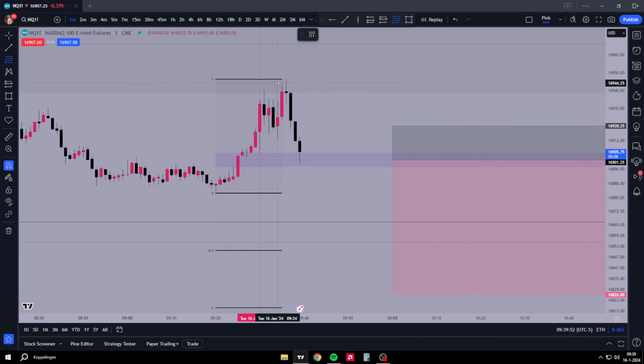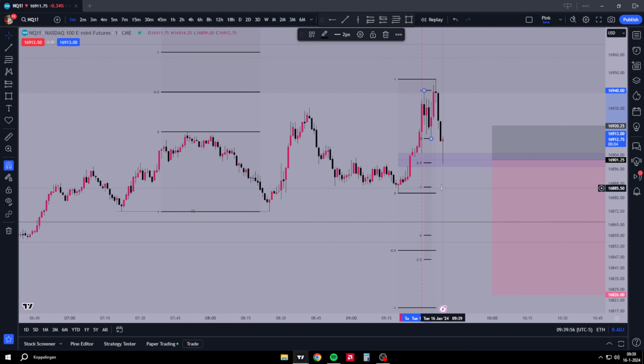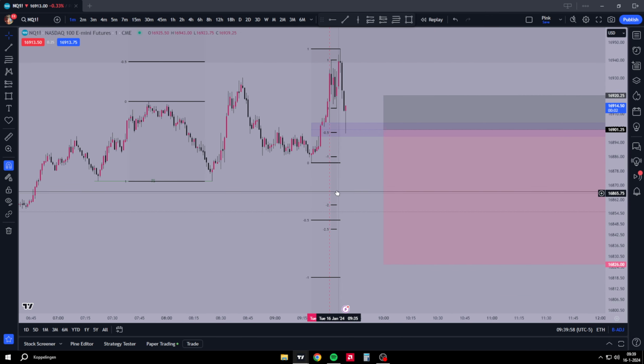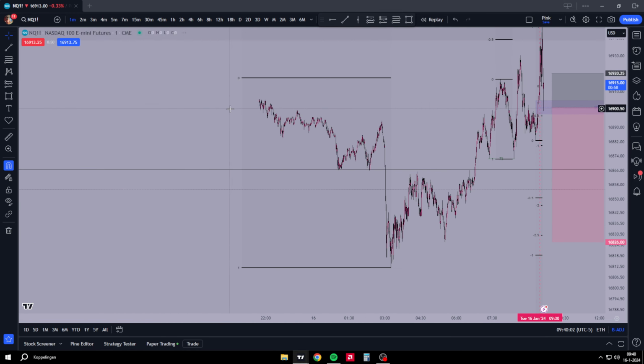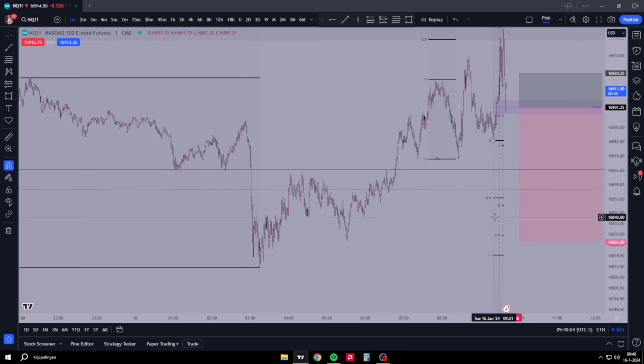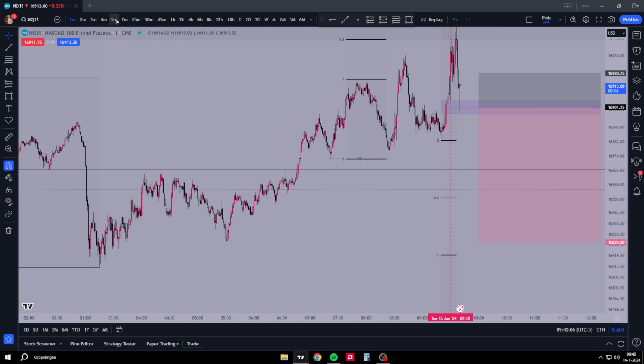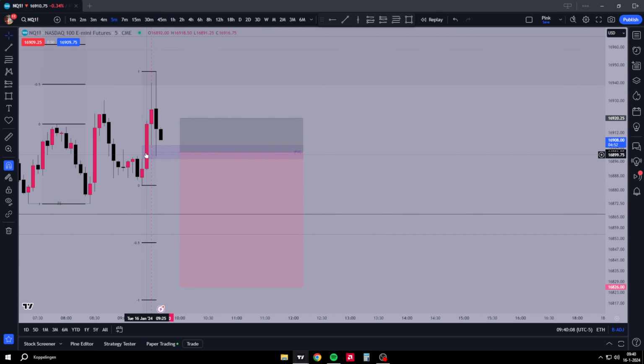Another breaker here. From here to here, standard deviation gives us that -0.5. And then that gives us nothing really. So yeah, now we're just filling up that busy.